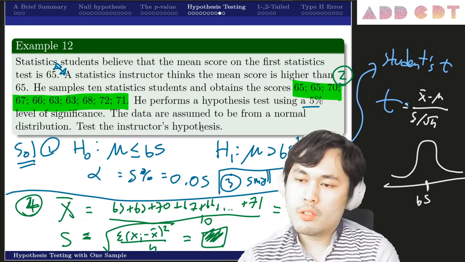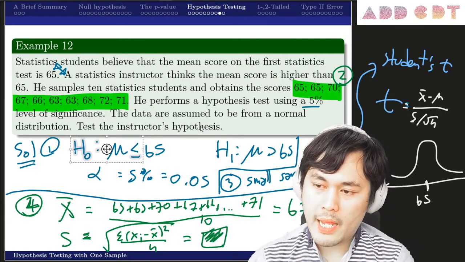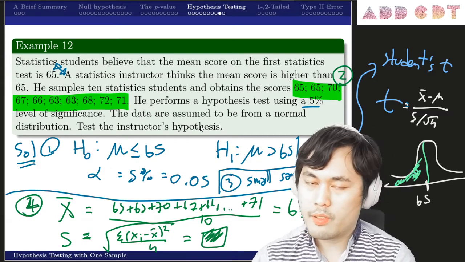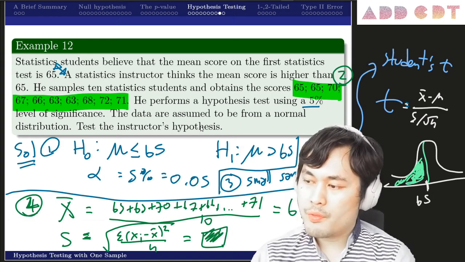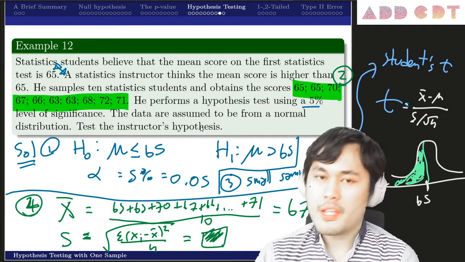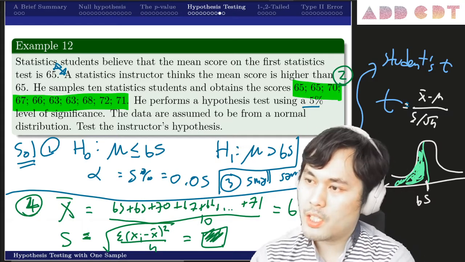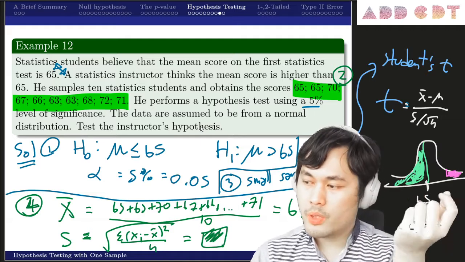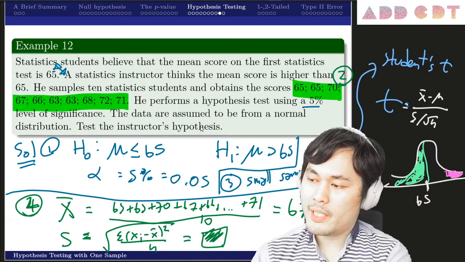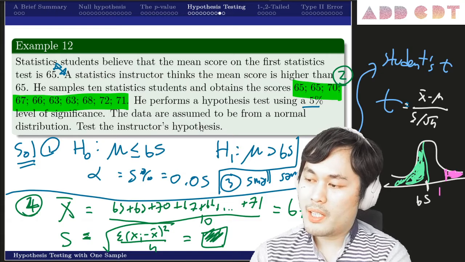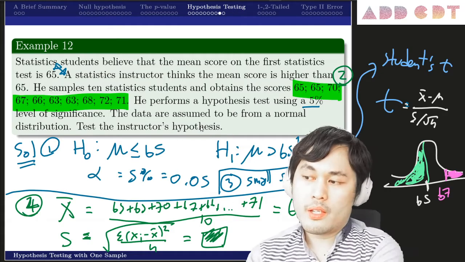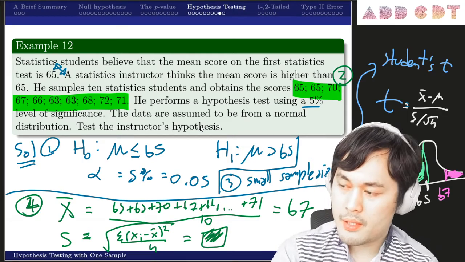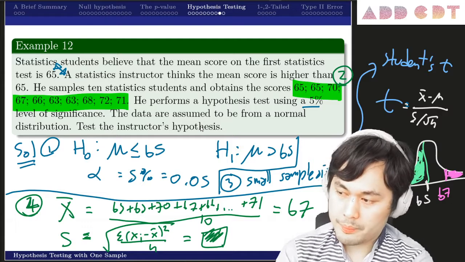Since our original null hypothesis is that it is less than or equal to 65, we believe that this is true. This is what we believe. That means we will reject if the evidence is against our belief. So we will reject if it's too high. In this case, the graph is flipped to the other side. If it's too high, then we will reject. But now what we get here is the number 67. The question is, is 67 too high? We want to analyze and determine whether it's too high.